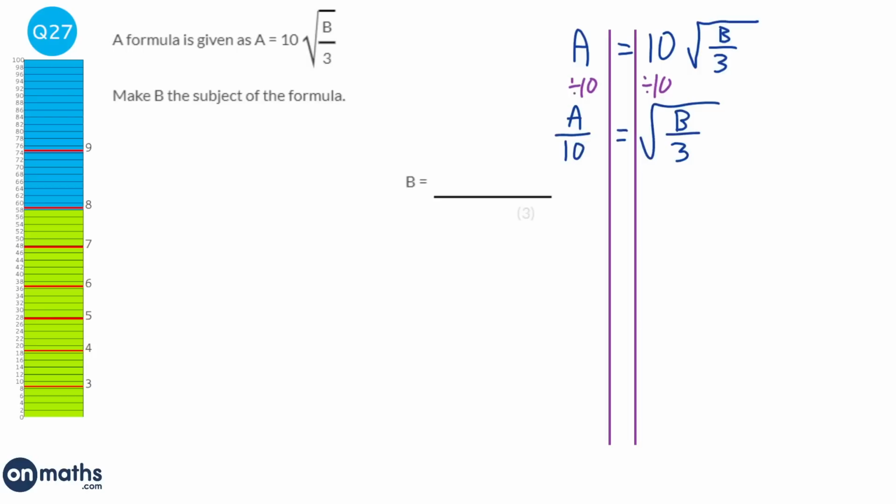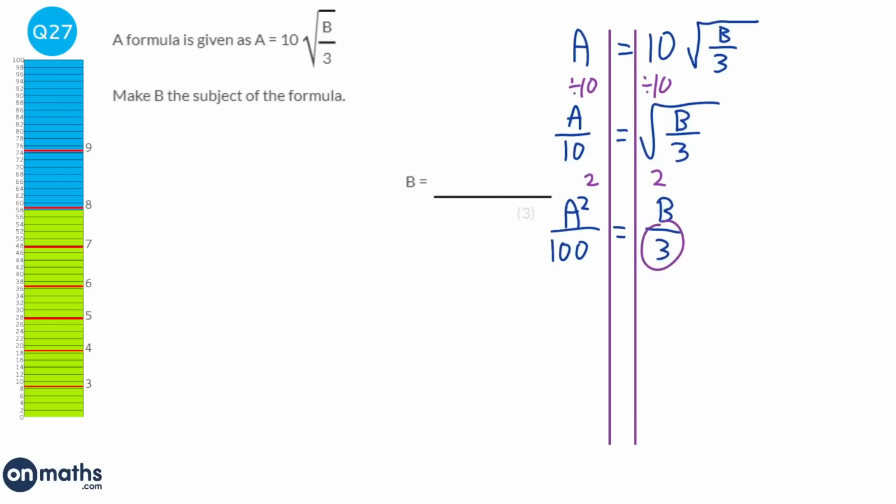Now we need to get rid of that square root. So what I'm going to do now is square both sides. Now to square a fraction, we square the top of the fraction and we square the bottom of the fraction. 10 squared is 100. And that will equal b over 3.